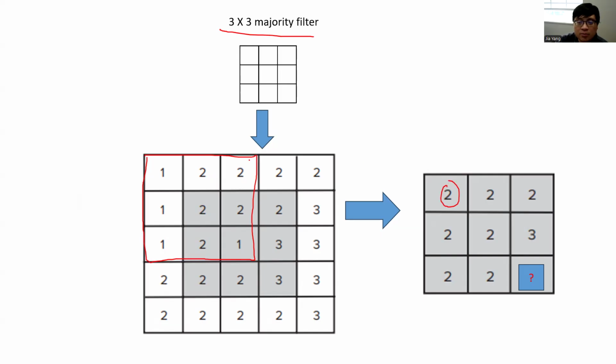Then our moving window moves to the right to this place. This time we have 1, 2, 3. So 2 is still the majority. I will give you 1 minute to estimate and calculate what the value is in this pixel.